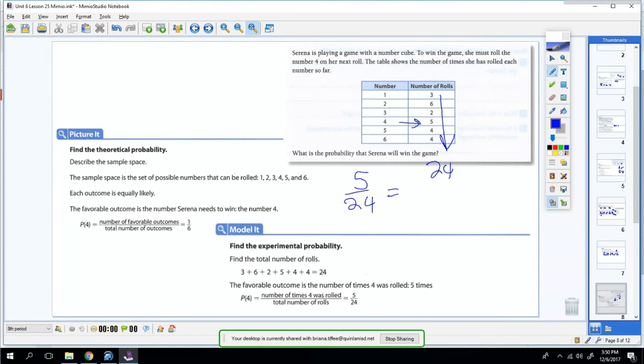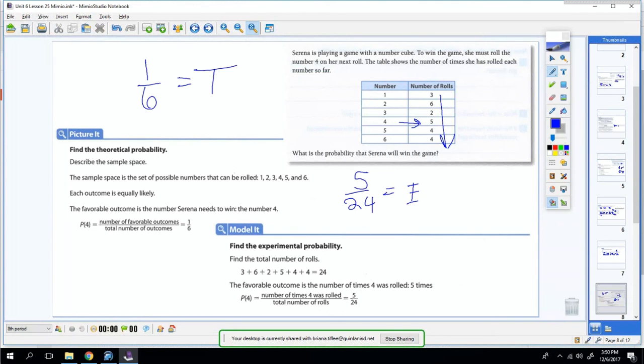Okay, this is your experiment. Too many E's. Sorry, guys. This is your experimental probability. In theory, she should have a 1/6 chance because on a dice, there's only 6 numbers and one of them is a 4. So in theoretical probability, she has a 1/6 chance. But based upon her experiment, she has a 5/24 chance.